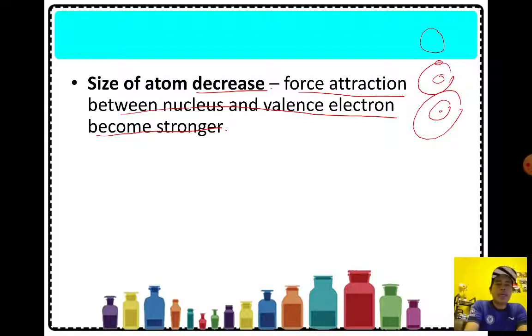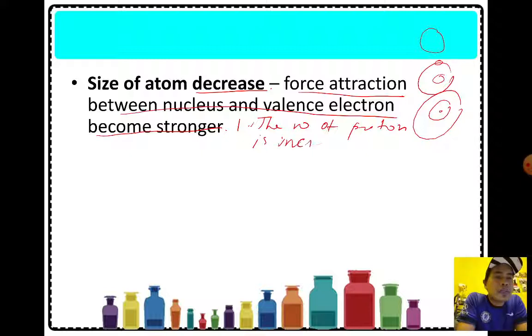If you want to explain about the size of atom, first of all, you have to explain about the number of protons. Okay? The size of atom decrease. Why? Because number one is the number of protons ataupun the proton number is increase across the period. Ni kita cerita tentang across the period. Ayat awak mula-mula nak start mesti across the period. Merentasi kala. Saiz atom berkurang. Sebab apa berkurang? Kerana bilangan proton bertambah.